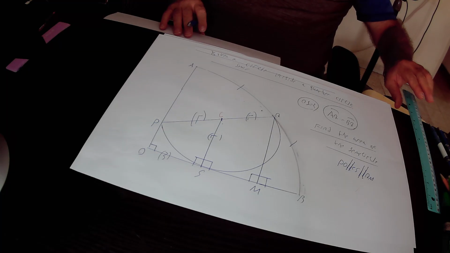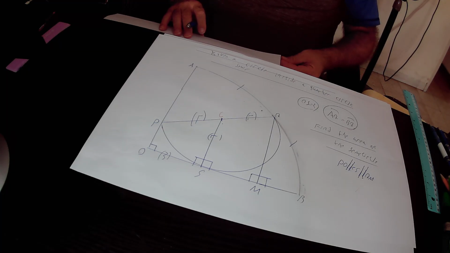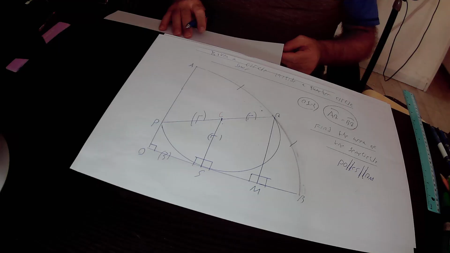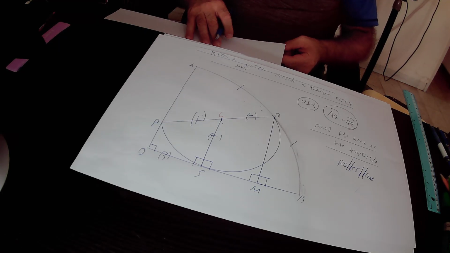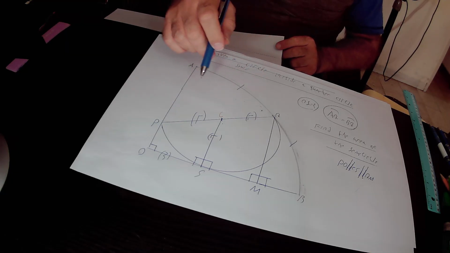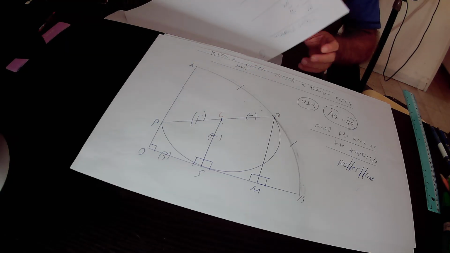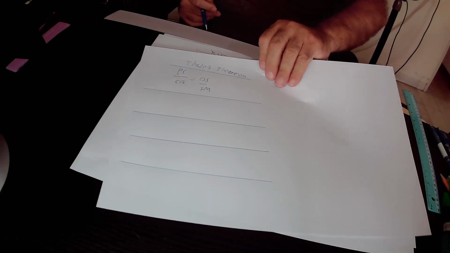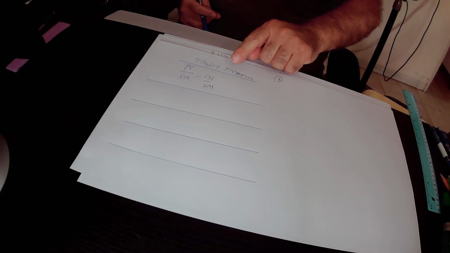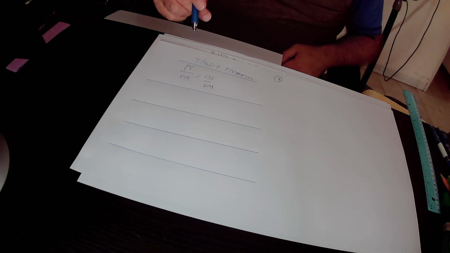Again, according to Taylor's theorem, the following relationship exists between PQ and OM. PC over CQ equals OS over SM.